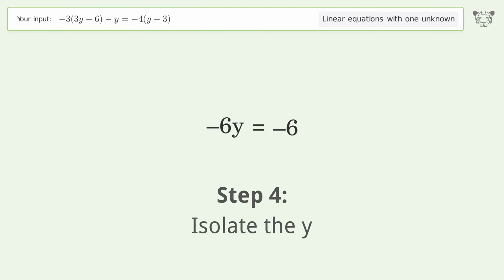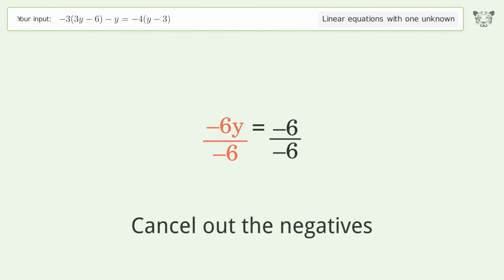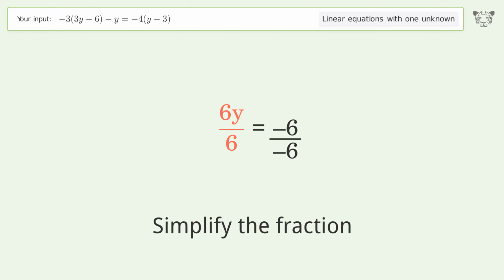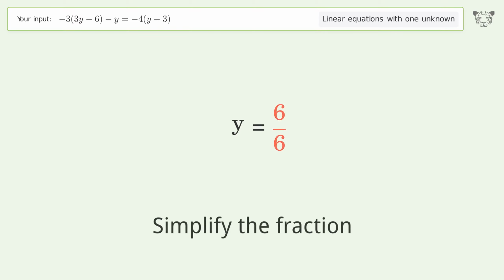Isolate the y. Divide both sides by -6. Cancel out the negatives. Simplify the fraction. Cancel out the negatives. Simplify the fraction.